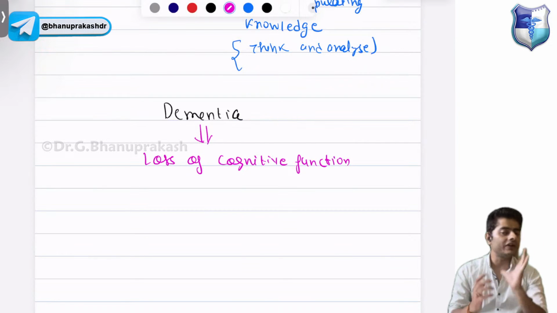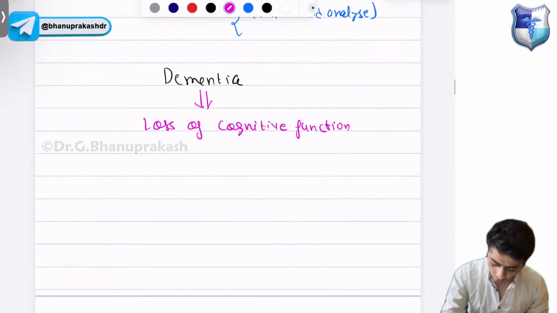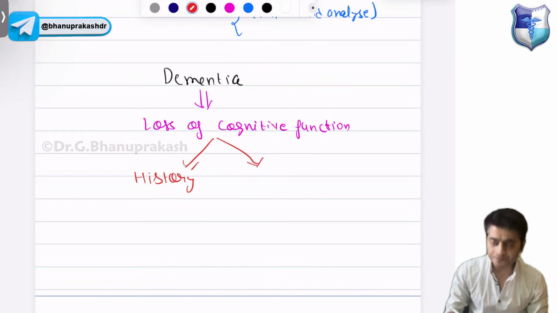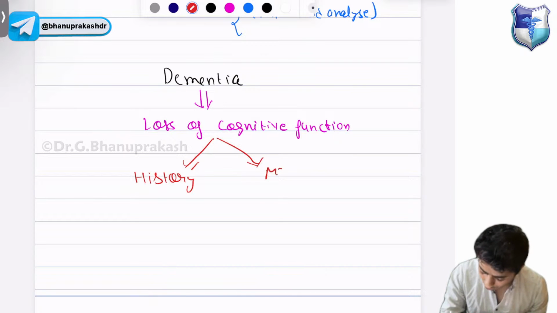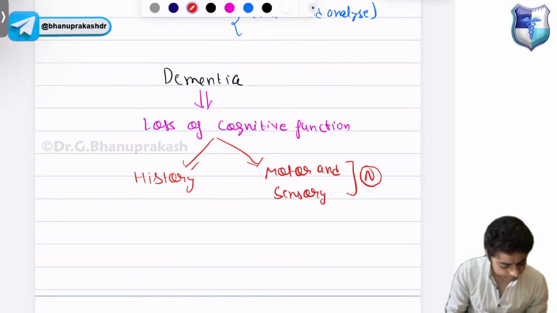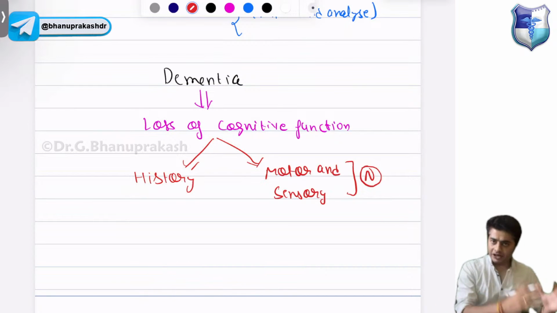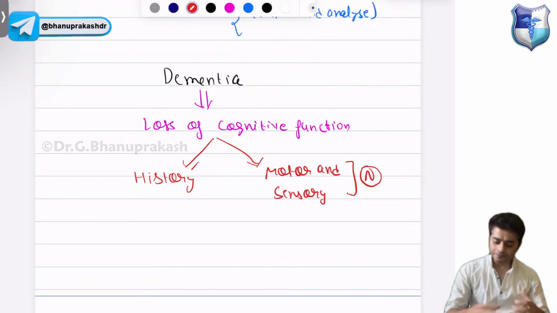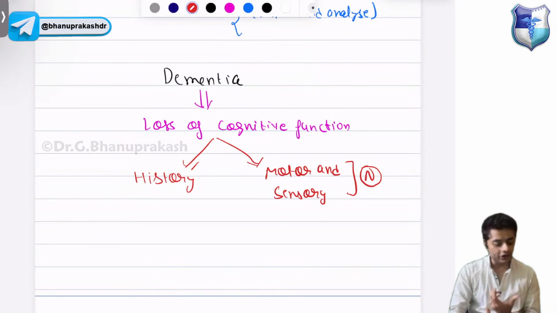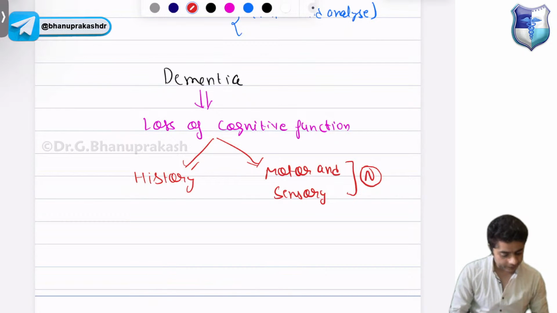So how can you know that someone is having loss of cognitive function? It is only by history. Generally, in a patient who is having loss of cognitive function, the motor and sensory examination is normal. So how do we get to know that this person is suffering from cognitive dysfunction? By taking a proper history.